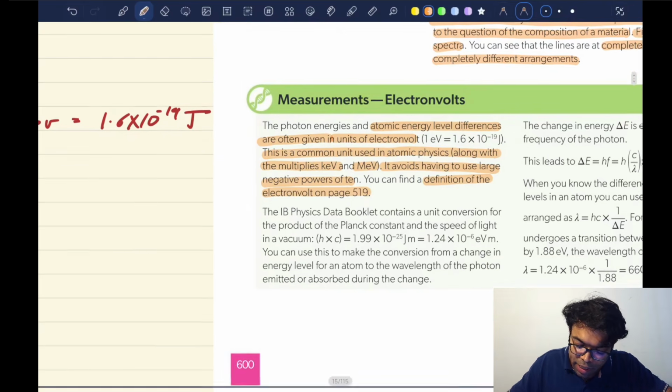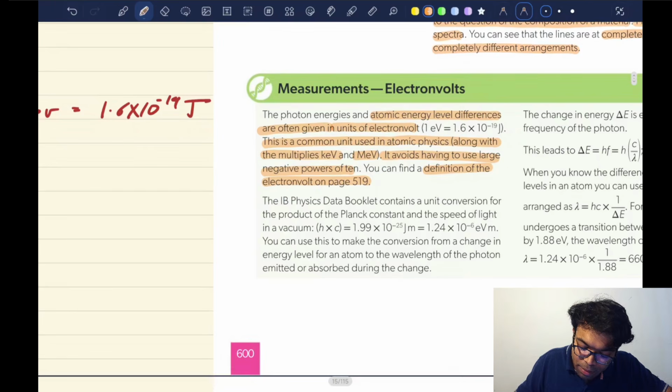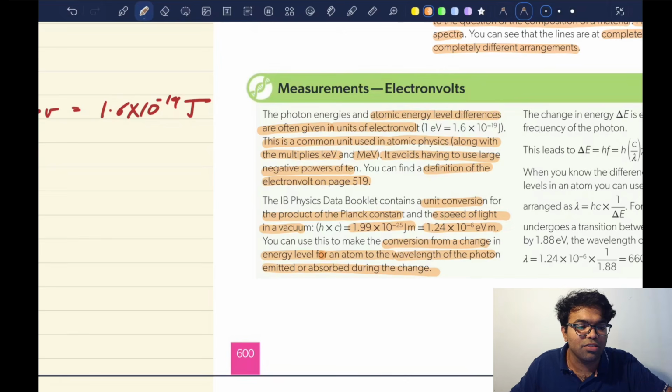Okay. Now, the IB physics data booklet contains a conversion unit for the product of Planck's constant and the speed of light in vacuum, hc. You get 1.99 into 10 raised to power minus 25 joule meters, or 1.24 into 10 raised to power minus 6 electron volt meters. You can use this to make the conversion from a change in the energy levels of an atom to the wavelength of the photon emitted or absorbed during this change.